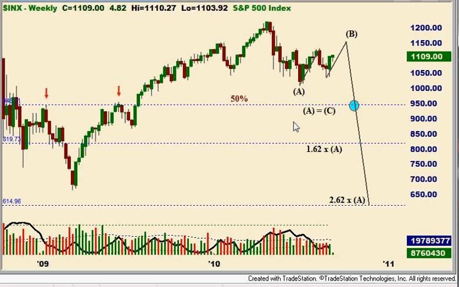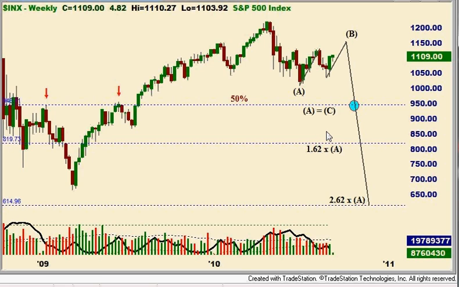The most likely scenario in Elliott terms is that you have equal legs, A and C are equal. That's where we come up with the 1157 target to the upside. And similarly, if we have two equal legs down from that 1157, assuming that indeed that becomes the high, the first target would be just under 950, about 946 to be exact.